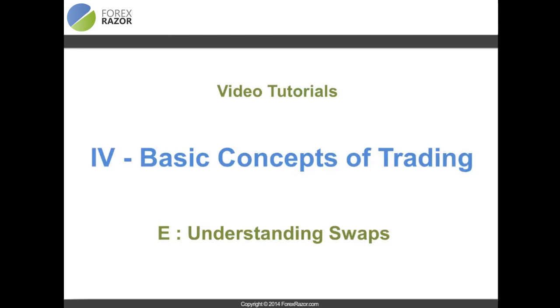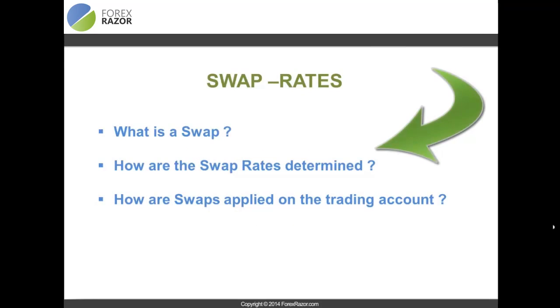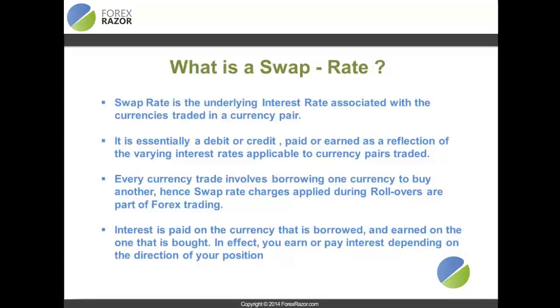In this video, we will be discussing swaps, which we briefly introduced in the previous video in our series. Here we will discuss what is a swap and how they are determined, as well as how they are applied on your trading account. Now to start with, what is a swap rate? Swap rate is the underlying interest rate associated with the currencies traded in a currency pair. It is seen as a debit or credit, paid or earned as a reflection of the varying interest rates applicable to the currencies traded.